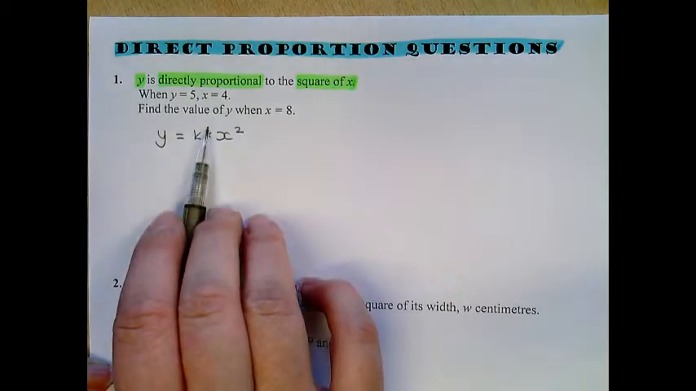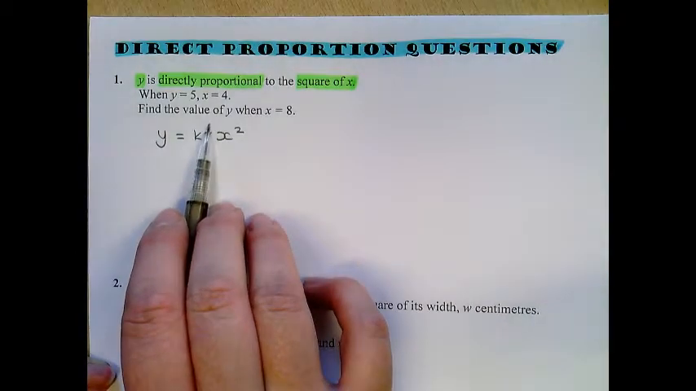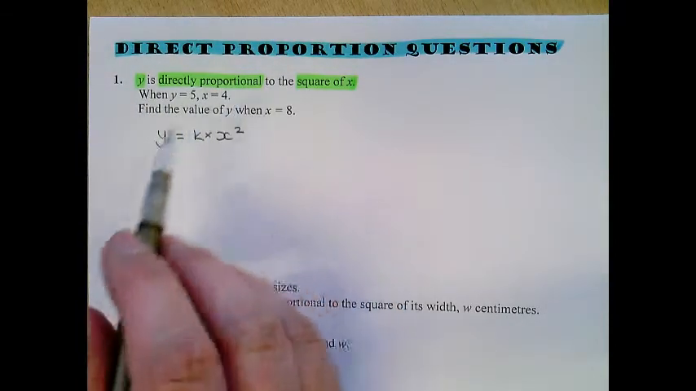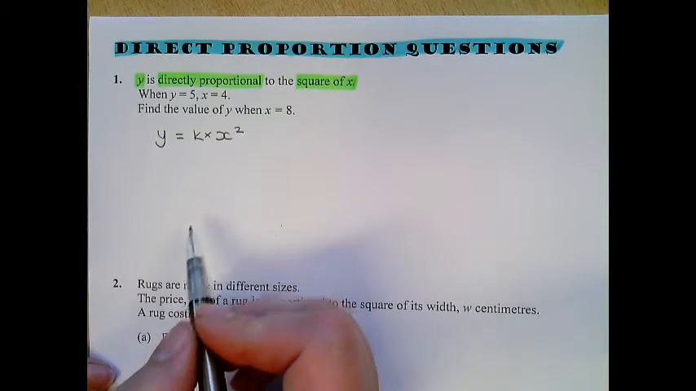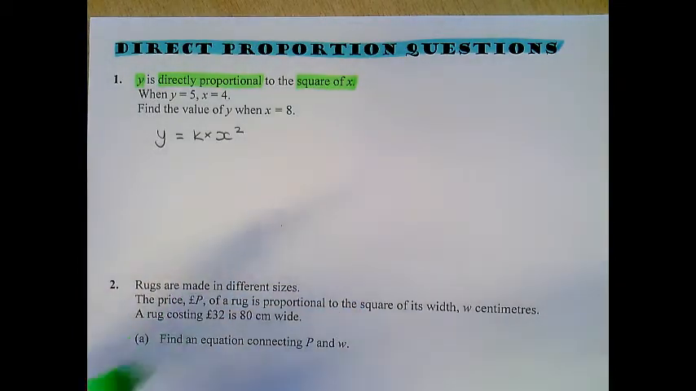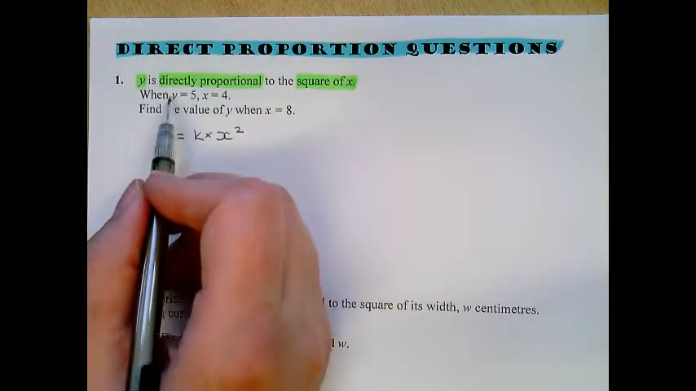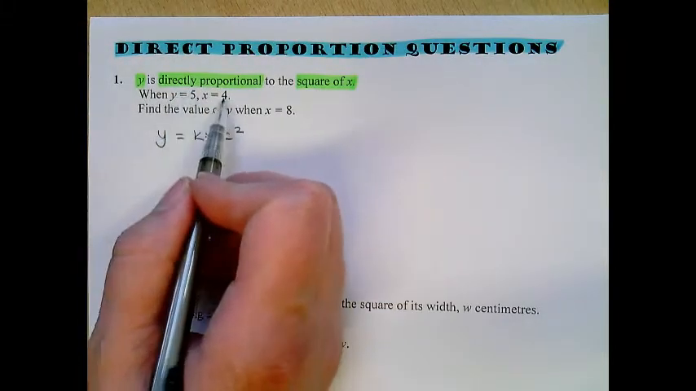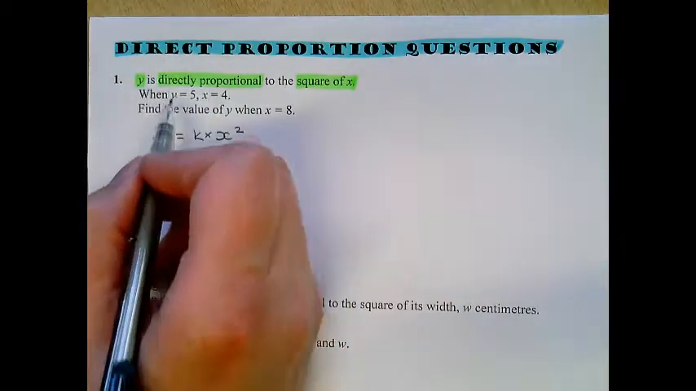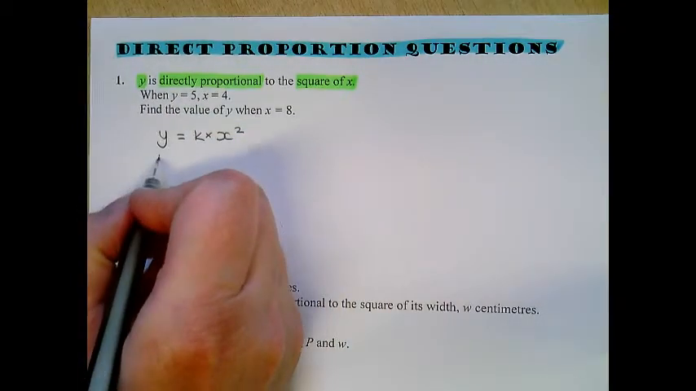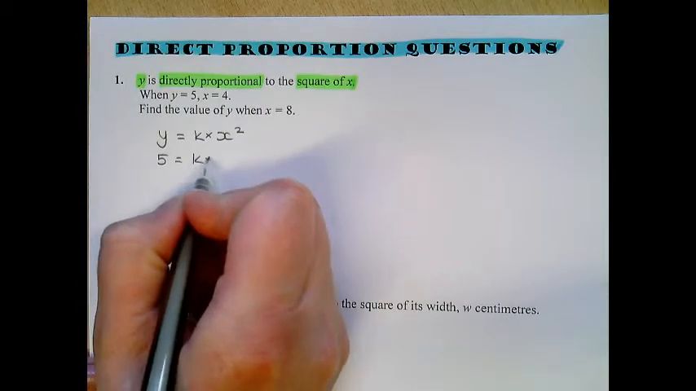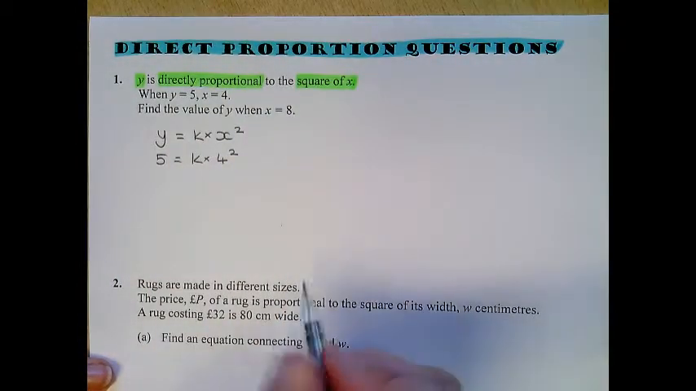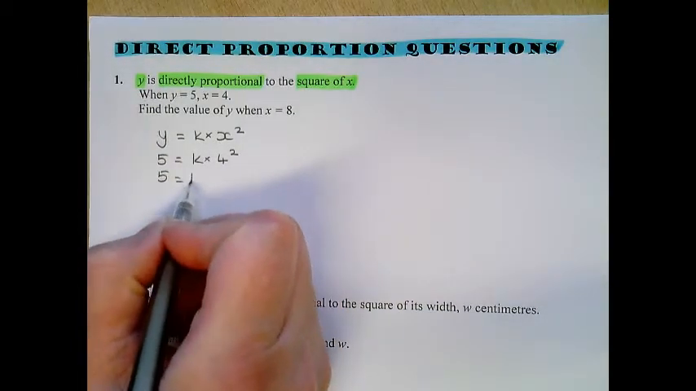The same as with algebra, normally you can ignore the multiplying sign and just put the letters beside each other. Then the next bit of the question is where they give you the two values that actually work. So they have said that whenever y is equal to 5, x is equal to 4. So these two values work in this connection. So if you put y equal to 5, so change y to 5, and if you put x equal to 4, so change x into a 4, then you should be able to work out what k is.